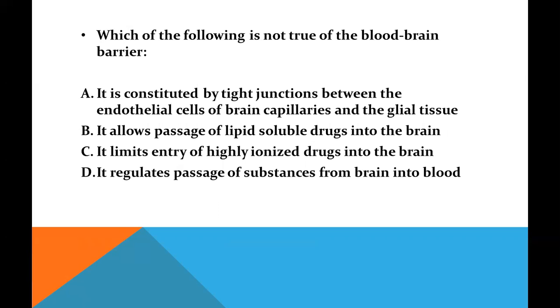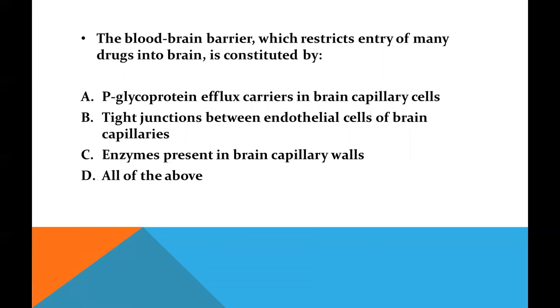Which of the following is not true of the blood-brain barrier? So the options are option A, it is constituted by tight junction between the endothelial cells of brain capillaries and the glial tissues. The option B is it allows the passage of lipid-soluble drug into the brain. C is it limits entry of highly ionized drug into the brain. And D is it regulates the passage of substance from the brain into the blood. So the correct answer is option D, it regulates the passage of substances from brain into the blood. Now moving to the next question.